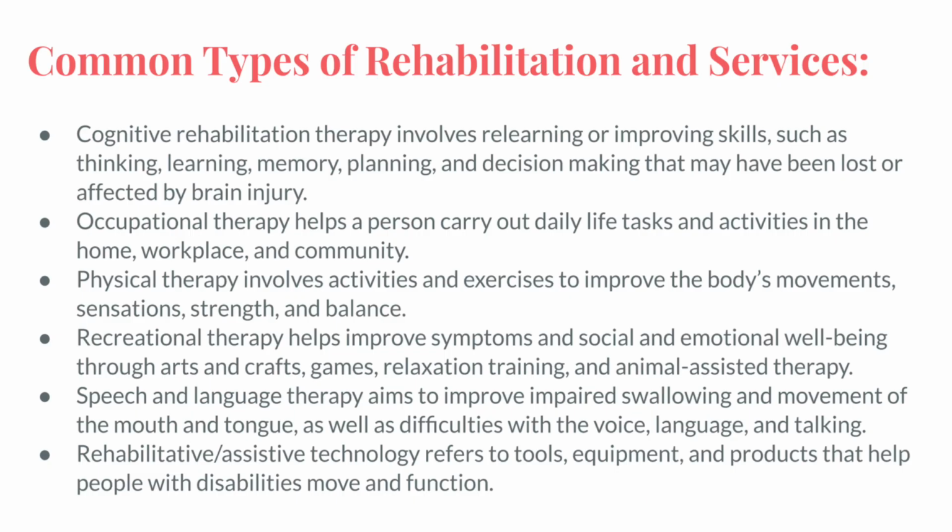Some common types of rehabilitation and services include cognitive rehabilitation therapy, which involves relearning or improving skills such as thinking, learning, memory, planning, and decision-making that may have been lost or affected by brain injury. Occupational therapy helps a person carry out daily life tasks and activities in the home, workplace, and community. Physical therapy involves activity and exercises to improve the body's movement, sensations, strength, and balance.